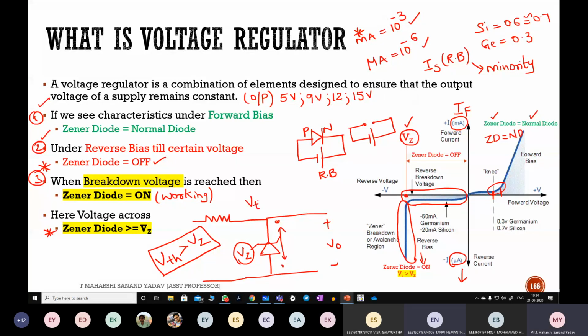Voltage across the Zener diode is nothing but the Thevenin's voltage. So actually we need to find the Thevenin's equivalent of it. Do you have any idea about this? What is Thevenin's voltage? No idea.